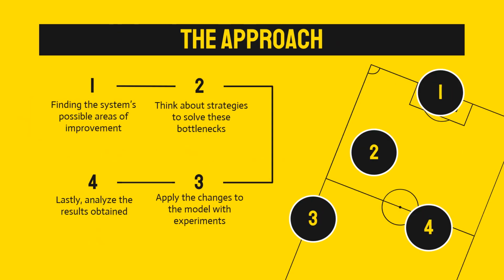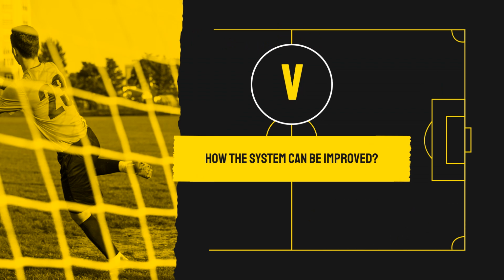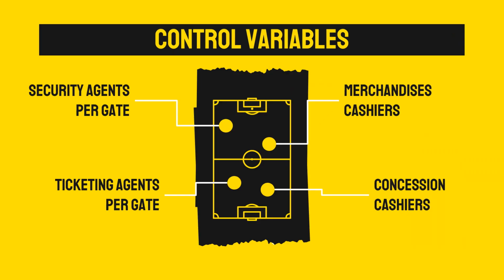For the approach chosen, after identifying the areas of improvement, it is necessary to think about strategies to address them, apply those changes to the model, and finally analyze the results obtained. So now I'll talk a bit about the specific solutions designed to improve the stadium operations. The control variables used in the experiments and scenarios developed were the security and ticketing agents for each gate, the merchandise cashiers, and also the concession cashiers.